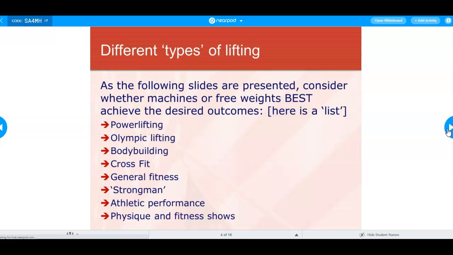And we talked about a split routine last presentation. You want to be able to hinge, pull, squat, push, loaded carry, and rotate. If you have all of those in your training program, it's a good training program.